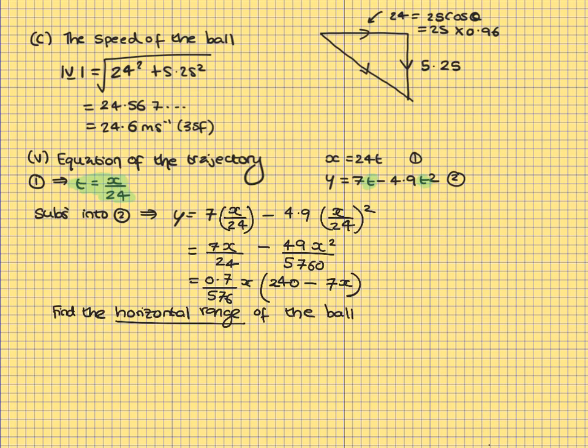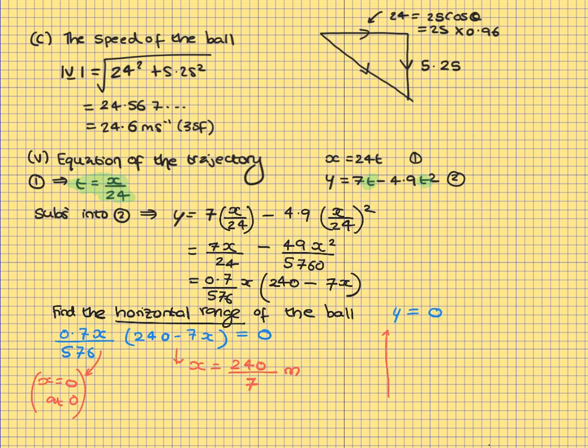Now the last part of this asks us to find the horizontal range of the ball. We know that this is where y equals 0, again for the second time. So if we set y equal to 0, well, the equation is already factorised for us. And of course, there are two possible routes, x equals 0, which is the starting point, so it's not the point we're after. This x value over here will give us 240 over 7, and that is our horizontal range.